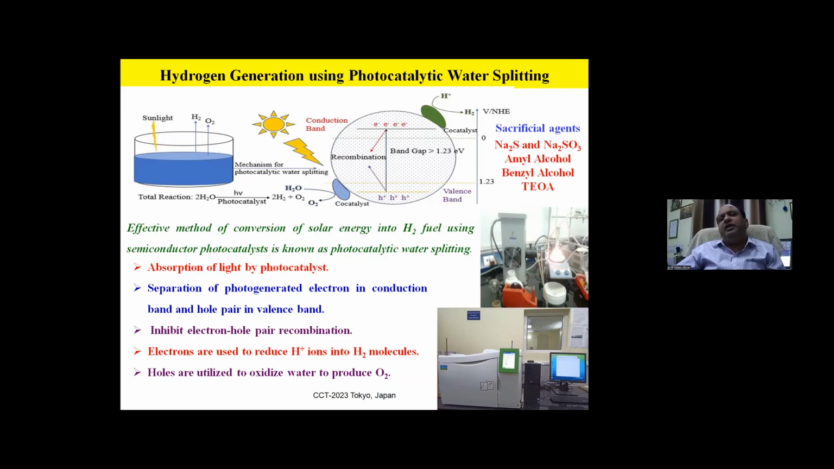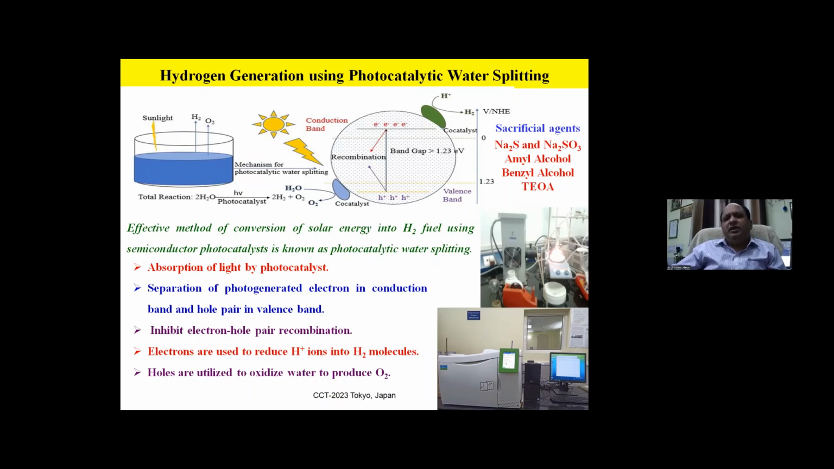So we need to inhibit the electron-hole pair recombination, and we can study this inhibition by studying the photoluminescence and X-ray photoelectron spectroscopy. These electrons reduce H plus into hydrogen molecules, and the holes are utilized to oxidize water to produce oxygen. Basically, a sacrificial agent is used to occupy these holes. These holes oxidize the sacrificial agent.